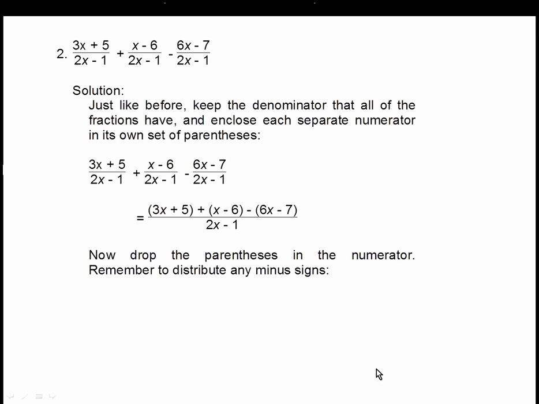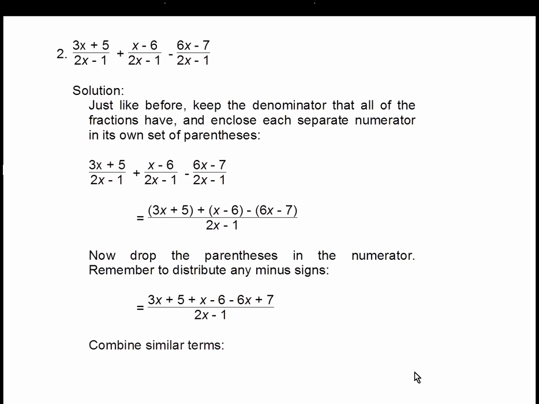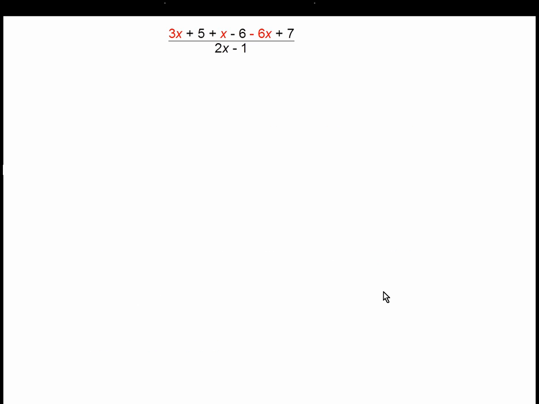So I'm going to have 3x plus 5 plus x minus 6 minus 6x plus 7 all over 2x minus 1. So after we drop the parentheses, and remember to distribute our minus signs, we're now getting ready to combine similar terms in the numerator. So combine the x terms, combine the constant terms. So combine what's in red, combine what's in black in the numerator.